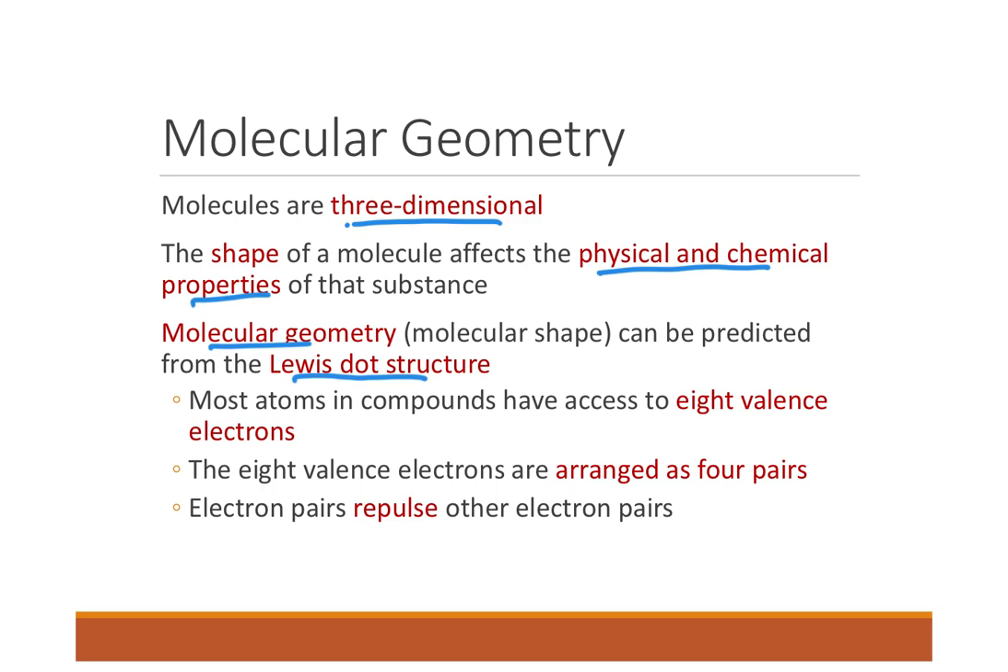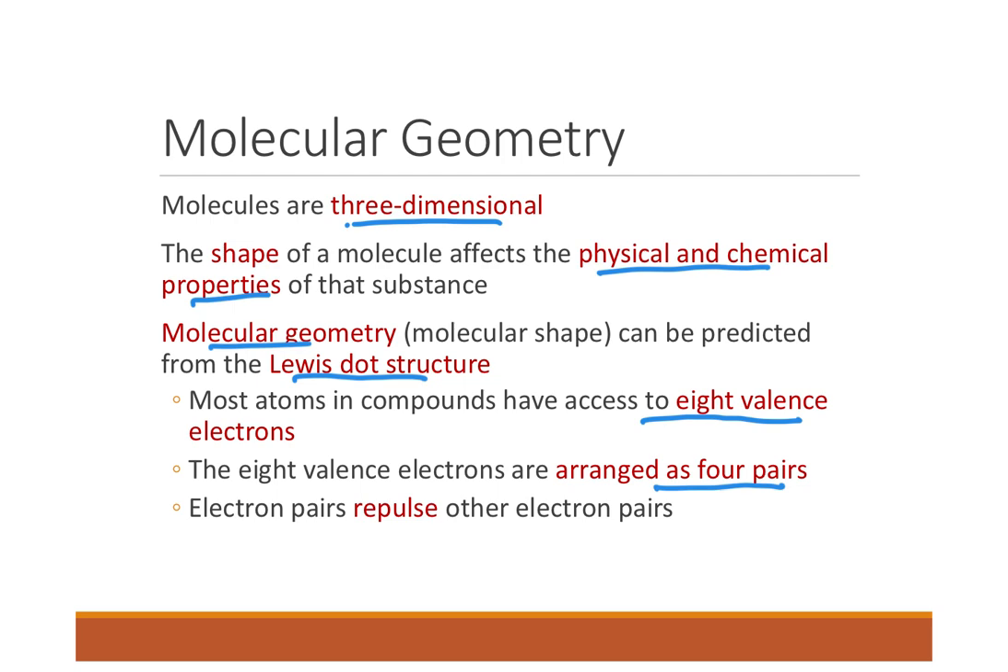Remember that as we were talking about Lewis dot structures, most atoms in compounds have access to 8 valence electrons, the octet rule. One exception to the octet rule is hydrogen, which only needs access to 2 valence electrons, and there are some elements that have other arrangements of valence electrons, but they're not ones that we're going to cover in this course. These 8 valence electrons in covalent molecules are going to be arranged as pairs. They're either going to be pairs in a bond or a lone pair outside of a bond.